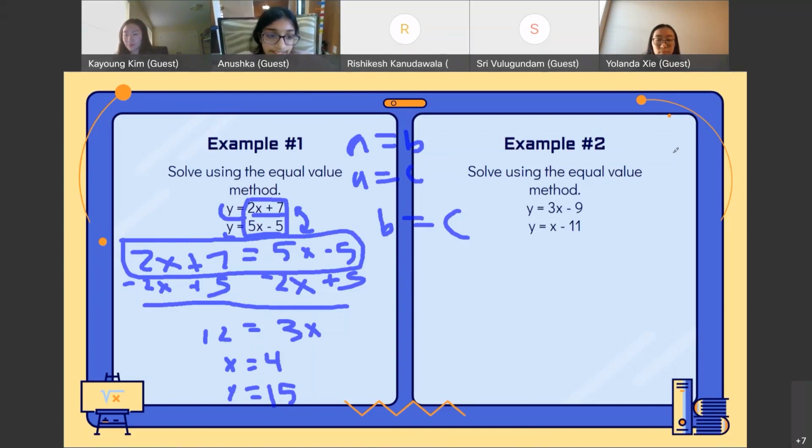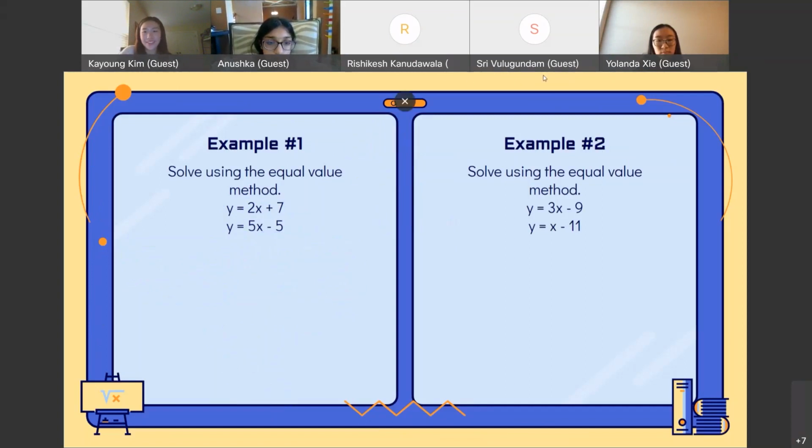So my question is not about the problem, but below, you did minus 2x plus 5 minus 2x plus y. How do you know which number you have to subtract? Oh, okay. So that one, you have some freedom over what you want to do. So you don't have to subtract 2x. You could have subtracted 5x. It doesn't really matter, but as long as you're isolating the variable, it's okay.